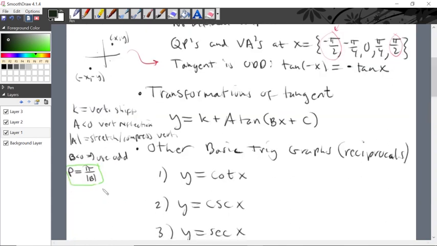And finally, c is the phase. Okay, so we're going to have a horizontal shift. The horizontal shift can again be found by setting bx plus c equal to 0. If you set bx plus c equal to 0, then you solve for x. All right, then you're going to get x is equal to negative c over b. Okay, that's going to be the horizontal shift.